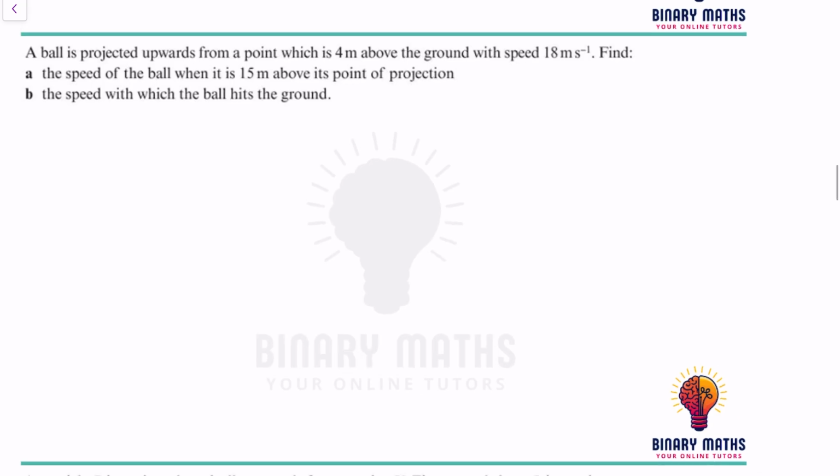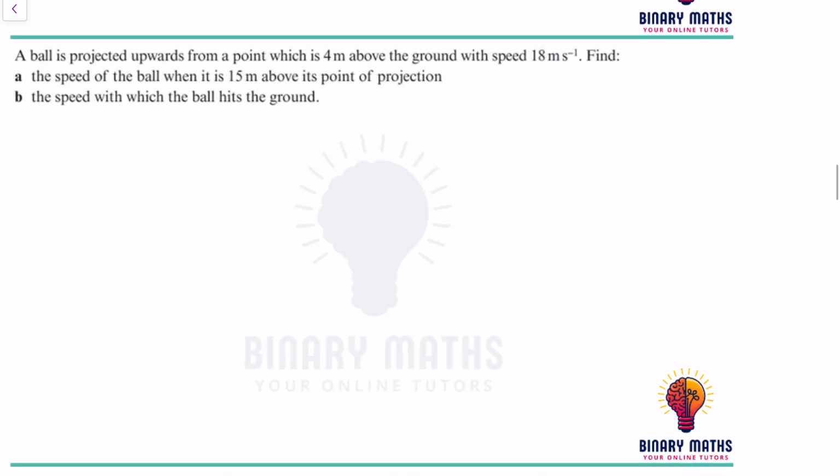A ball is projected upwards from a point which is 4 meters above the ground with speed 18. So I know this is 4 meters with speed 18, so 18 going up. It's the positive direction, but acceleration is negative 9.8. I always call the way it travels first the positive direction. You can set it up the other way, but I always find a consistent method always works out. Find the speed of the ball when it is 15 meters above its point of projection.